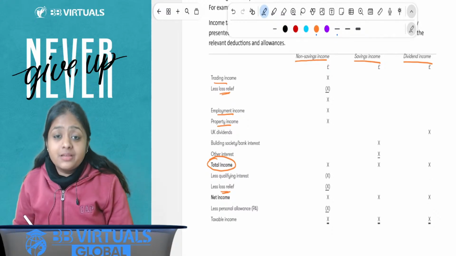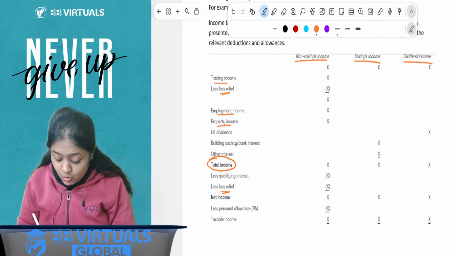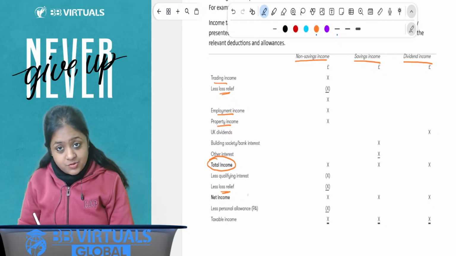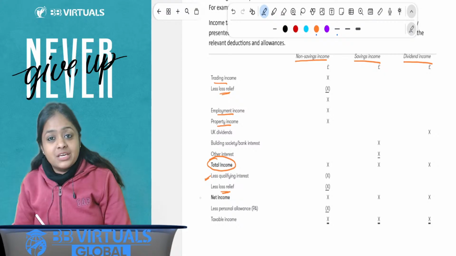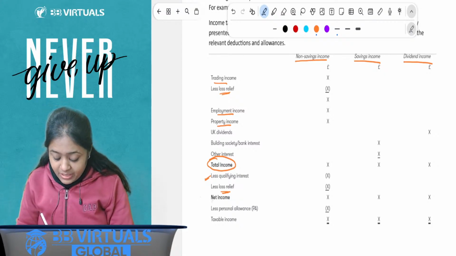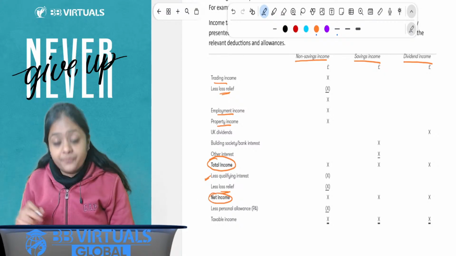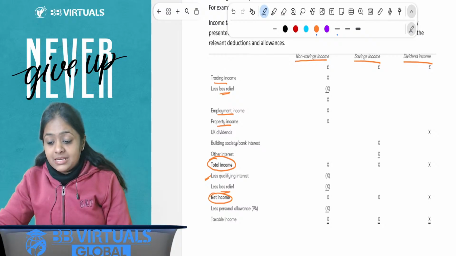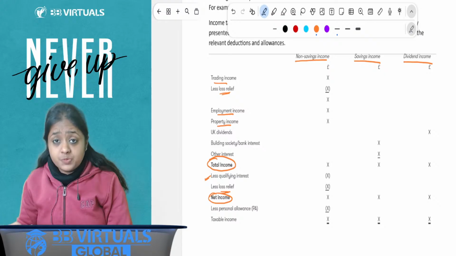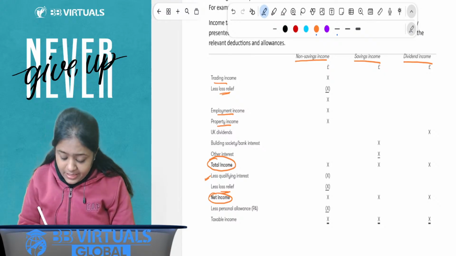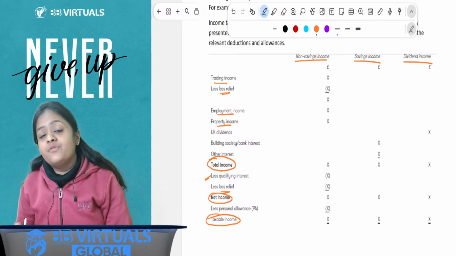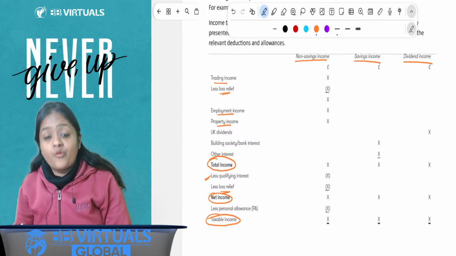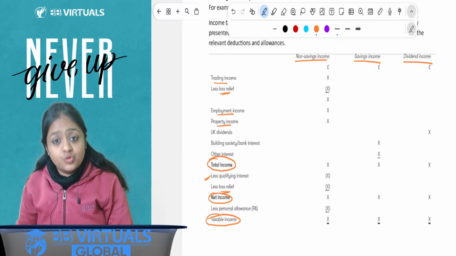Then from total income we reduce two reliefs, which are the qualifying interest relief and the loss relief. I will be covering qualifying interest relief today in the class, and then we get net income. Finally, from net income, we reduce the PA, which is personal allowance, and we get taxable income. This taxable income is then finally put to tax, where we tax it as per the special rules.